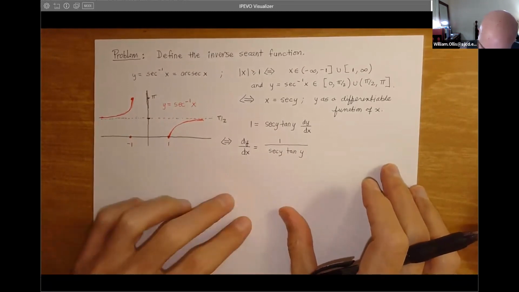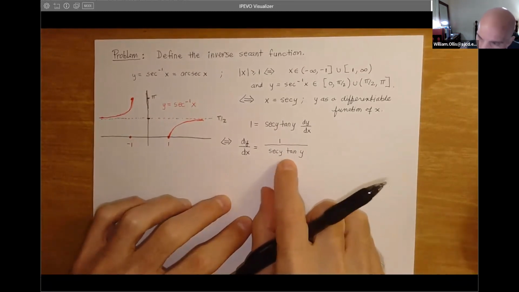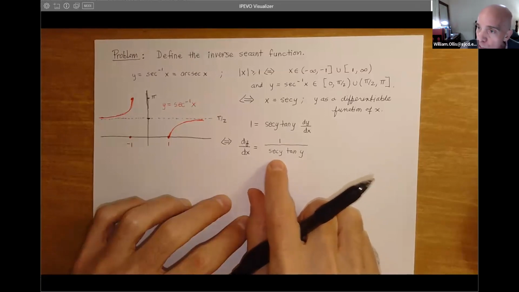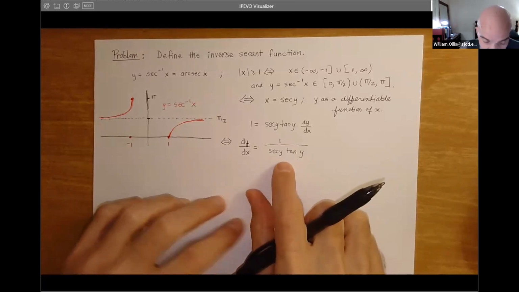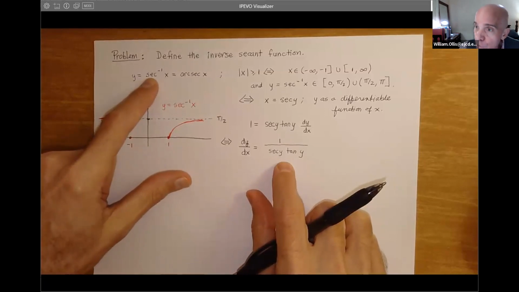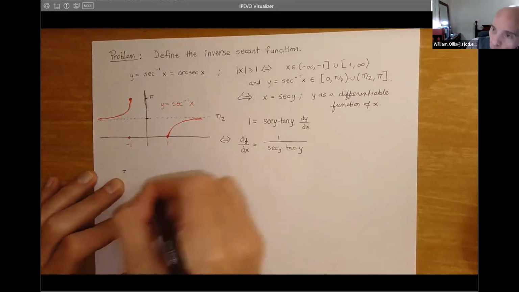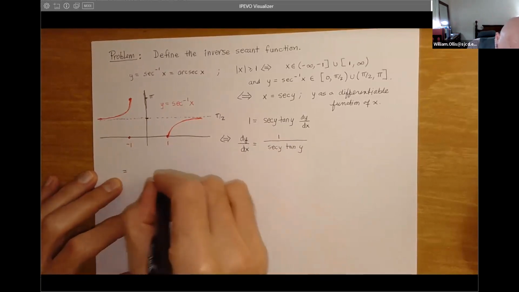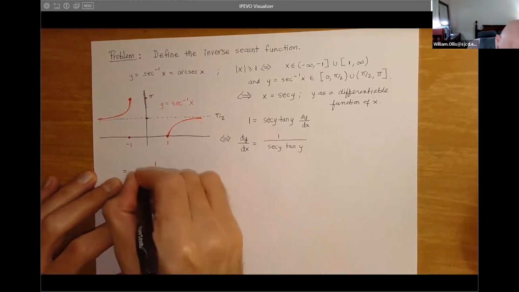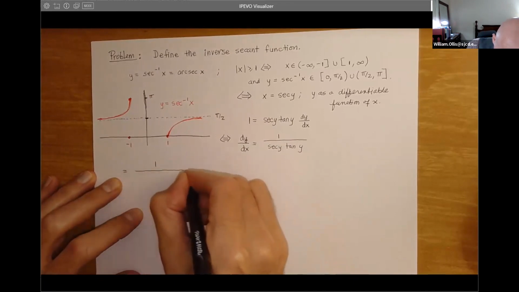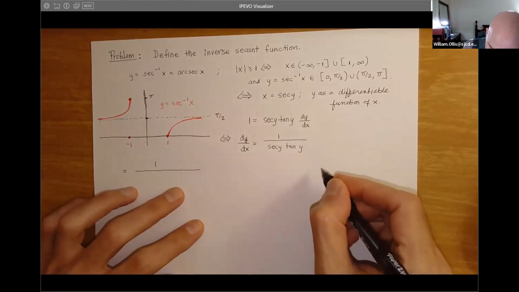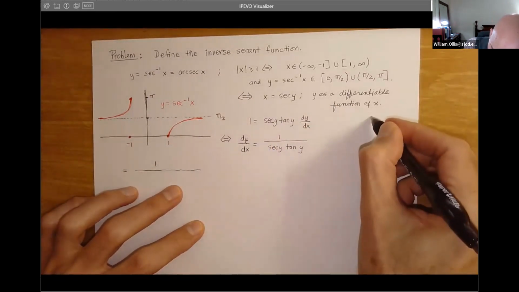And so now when you look at this, you're thinking these are going to be compositions of trig functions with inverse trig functions because we know y is the inverse secant of x. So we can make a substitution, and then we will unravel this. So this will give us 1. And if you like, I'll go ahead and draw a little triangle over here.